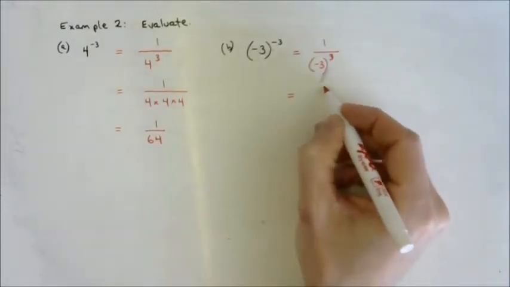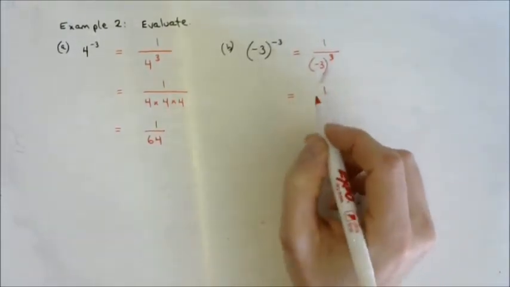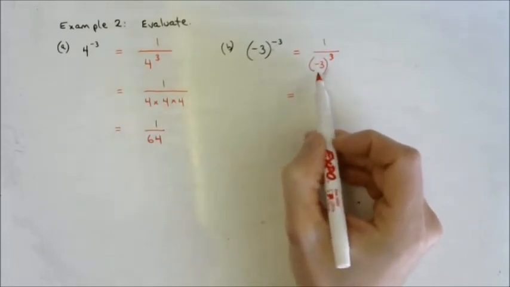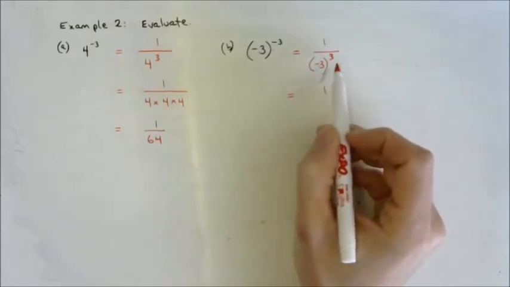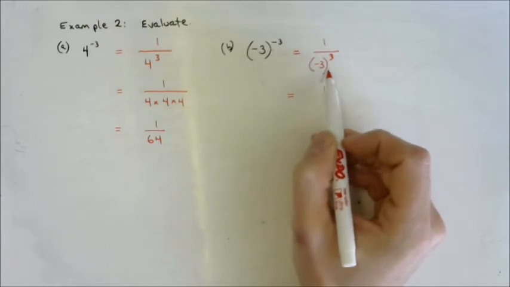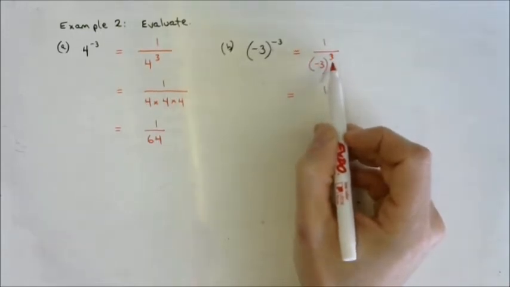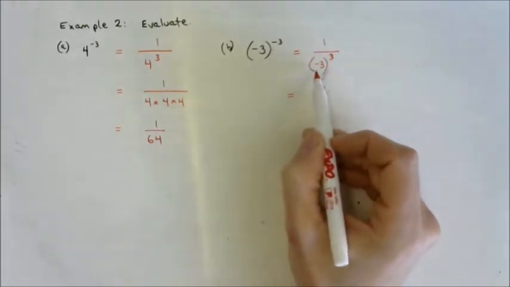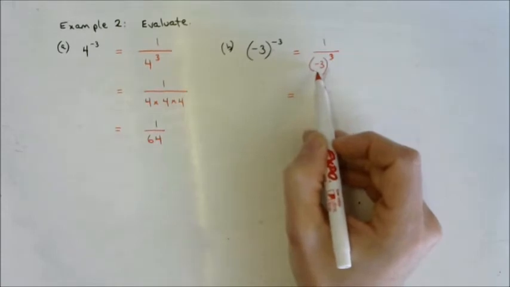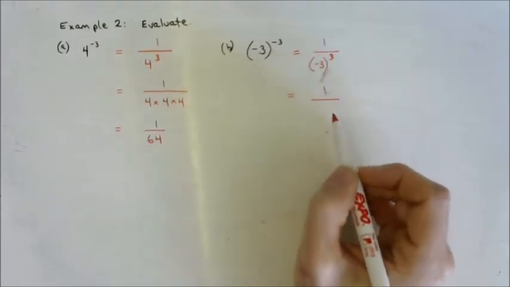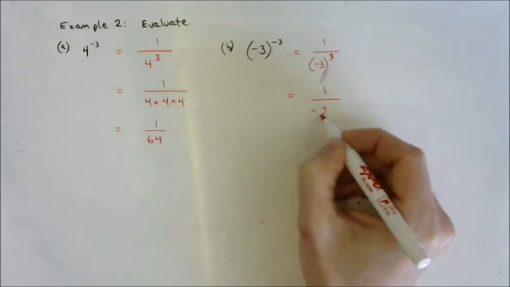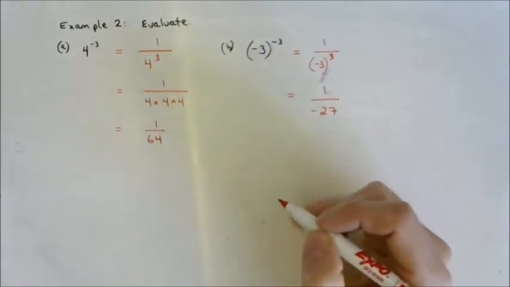And to evaluate that, I'm just using my same laws. We have negative 3 times itself 3 times. So 3 cubed is 27. And I have 3 negative factors. And 1 is always going to be on the top. That's the rule. So we have negative 27 in the denominator.